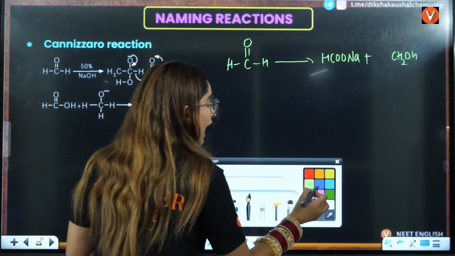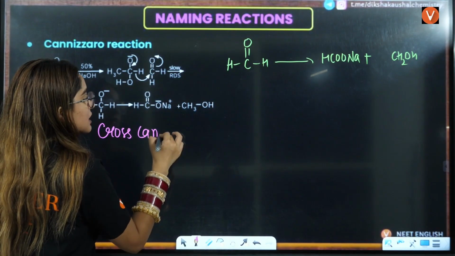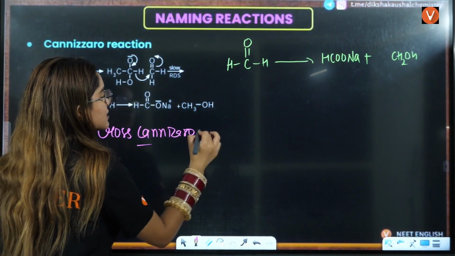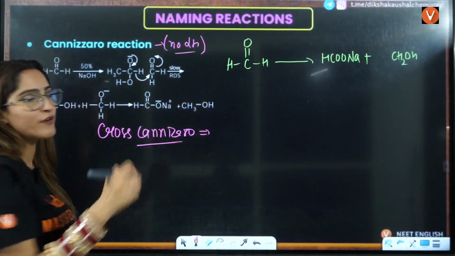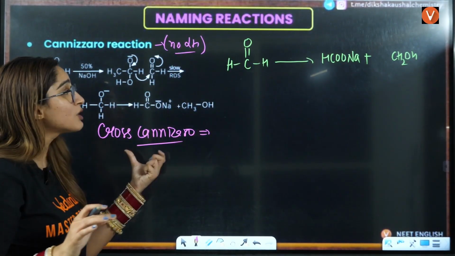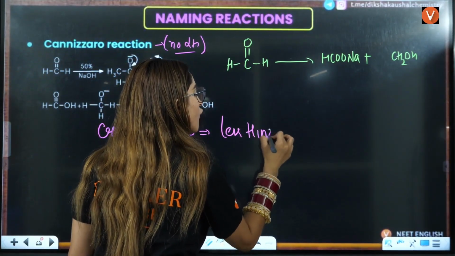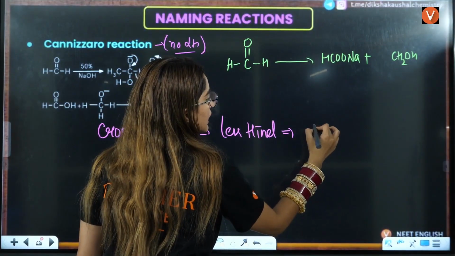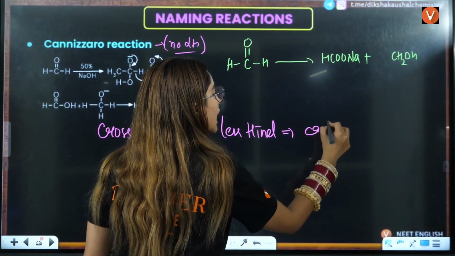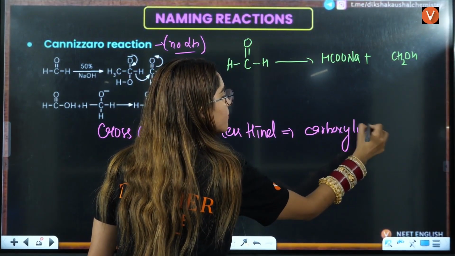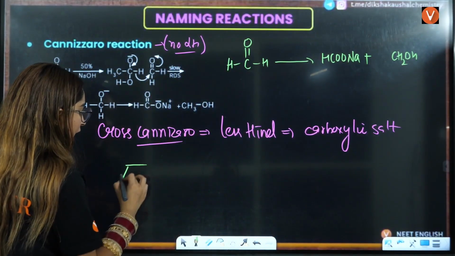But ma'am, if we have different, let's say ma'am, we have cross Cannizzaro reaction. See, in Cannizzaro reaction, first thing is no alpha hydrogen should be present. In case of aldol, there should be alpha hydrogen, right? So in cross Cannizzaro reaction, less hindered will form carboxylic salt. Less hindered will form the carboxylic salt. This you should remember.